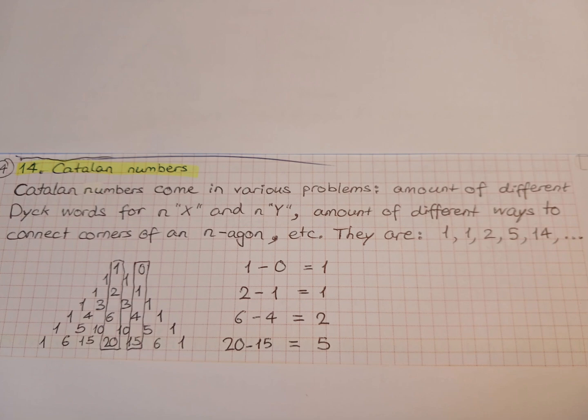Pascal's triangle also has the Catalan numbers. They come up in various problems, like the number of Dyck words for n x's and n y's, the number of different ways to connect corners of a pentagon, and so on. They are 1, 1, 2, 5, and so on. You can calculate the Catalan numbers by looking at the center column and the column 2 to the right. And you can just subtract the center minus the one 2 to the right to get the Catalan numbers.